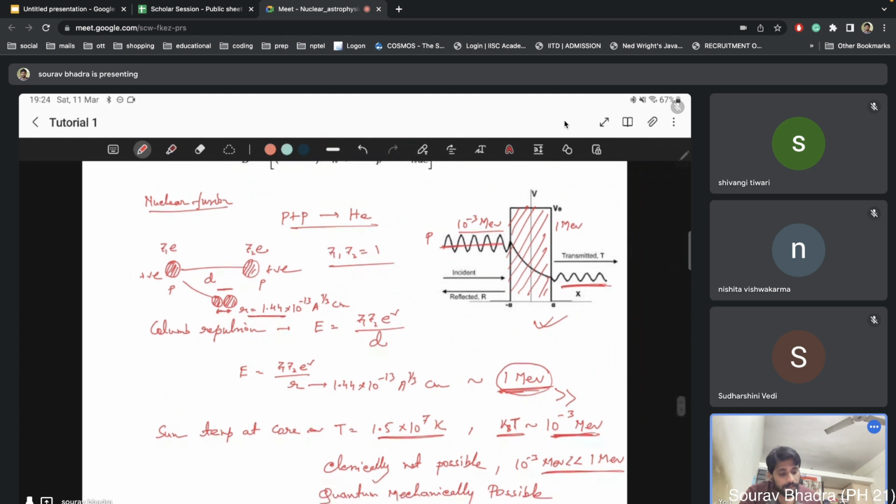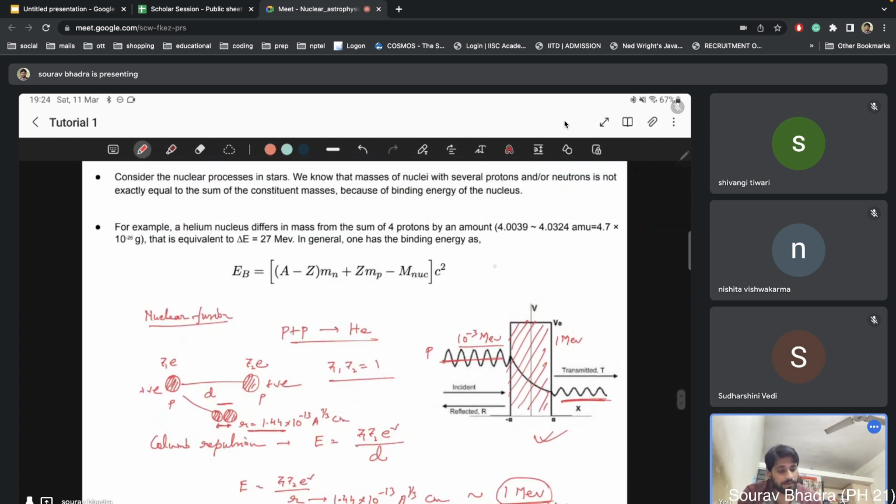And you know that 4 protons will make 1 helium. So for example, a helium nucleus differs in mass from the sum of 4 protons by an amount of this. So this is the mass of the helium, and this is the mass of the 4 protons which will create the helium, and you can see there is a difference. That is the main essence of the nuclear reaction. This mass defect, or this difference in the mass, delta m, will release energy delta m c square.